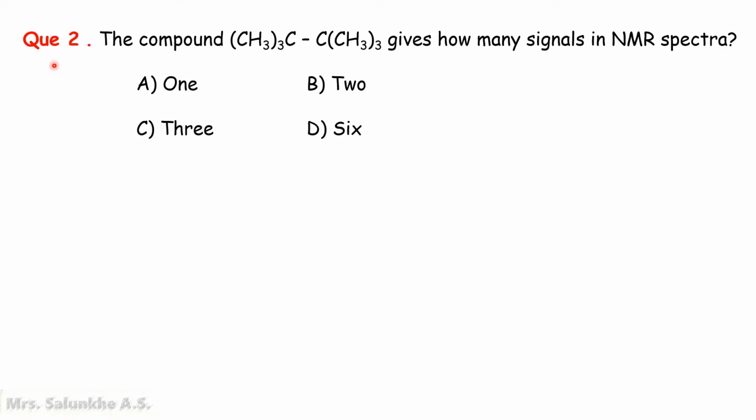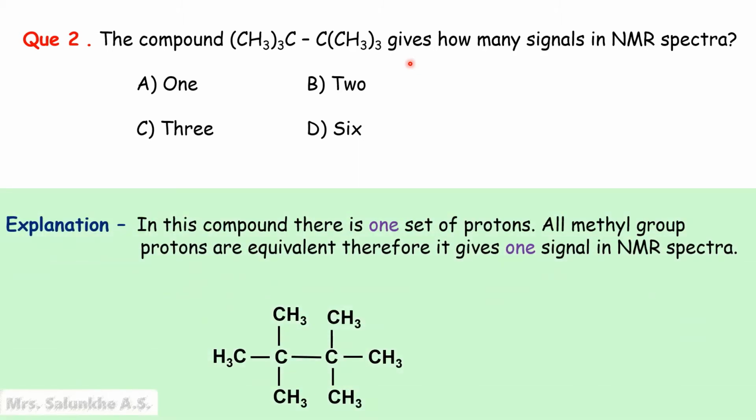Then question number 2. The compound C(CH3)4 gives how many signals in the NMR spectra? When we look at the structure of this compound, the structure is like this, and in that case all methyl group protons are equivalent.